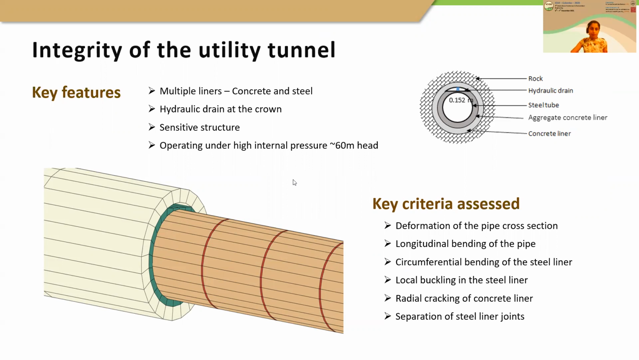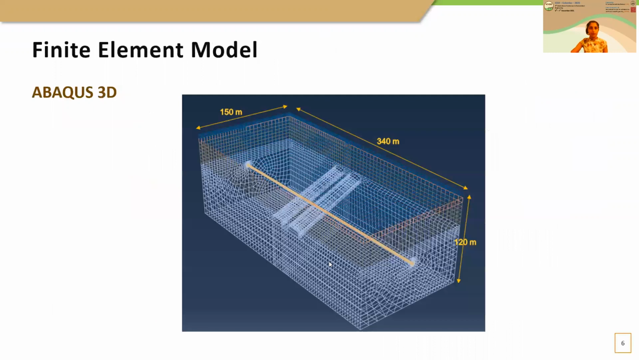During our assessment, the key criteria that we were interested in were the deformations of the pipe, longitudinal bending moments, circumferential bending of the liner, local buckling of this steel liner, radial cracking of the concrete liners, and also separation of the steel joints in this steel liner. To study this, we developed a finite element model in Abaqus software. It was quite a large model, with a 340 meter length, 150 meter width, and 120 meter depth.